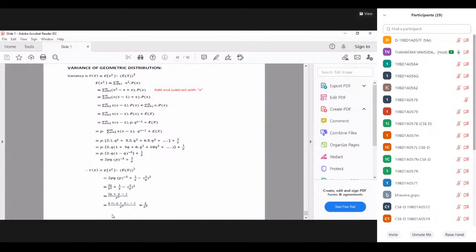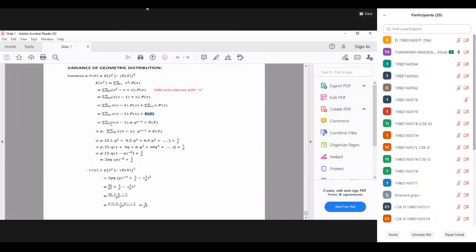Now separate the terms. First, summation x into x minus 1 into P of x, plus summation x into P of x. All of you see the second term, summation x equals 1 to infinity x into P of x, that is expectation of x. Just now we discussed expectation of x, and its value is 1 by p. Keep that one as it is.